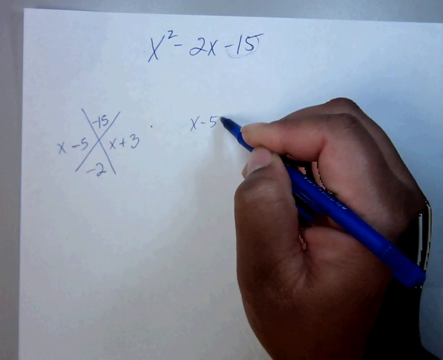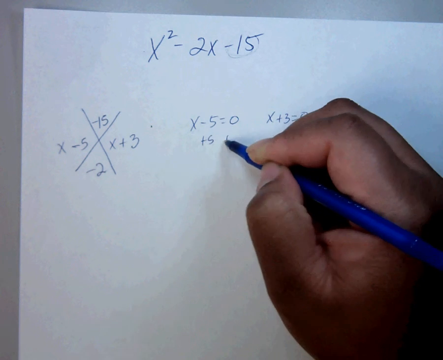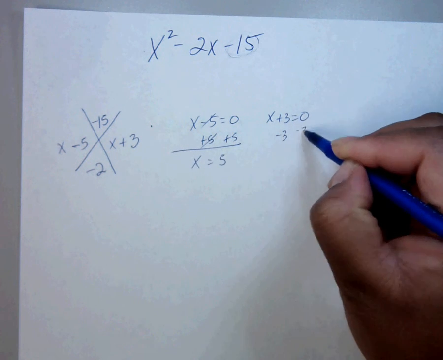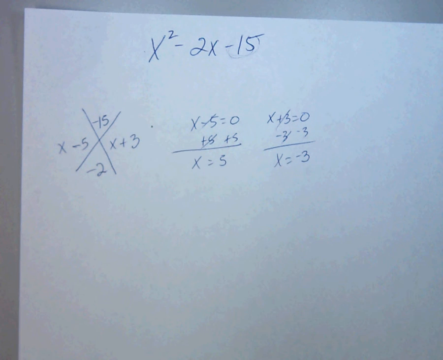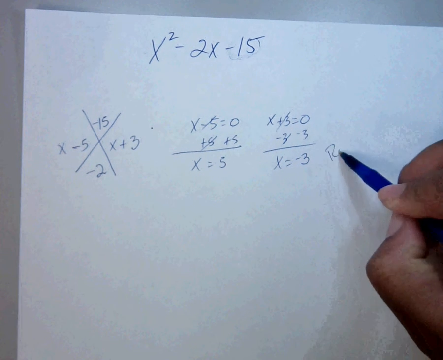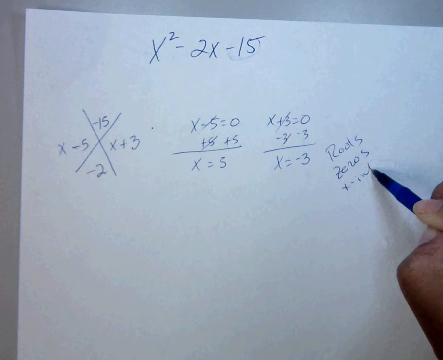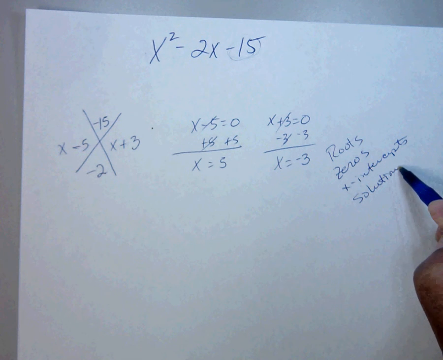Set these factors equal to 0. And then add 5 to both sides. Subtract 3. Okay. And x equals 5 and x equals negative 3. Those are my roots. Those are my zeros. Those are my x-intercepts. Those are my solutions.